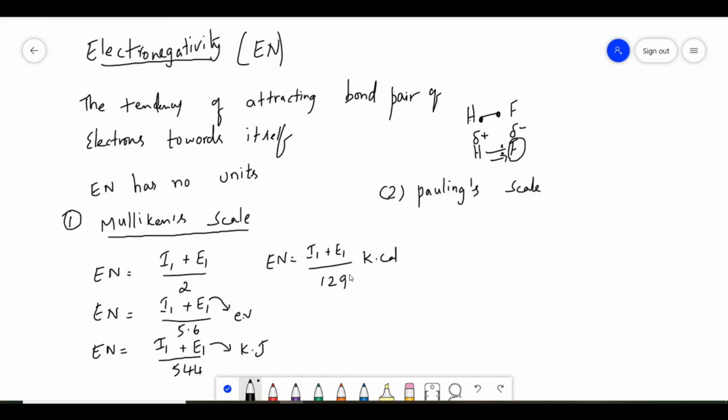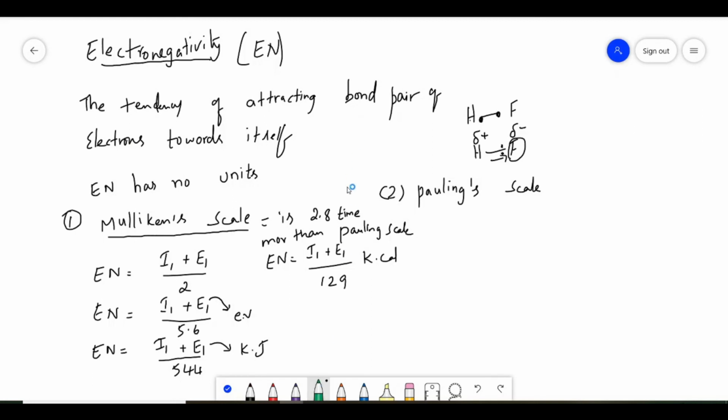And next, Mulliken electronegativity values are about 2.8 times larger than the Pauling scale. The Mulliken scale is 2.8 times more than the Pauling scale. So you have to remember this point. So this is the first scale.